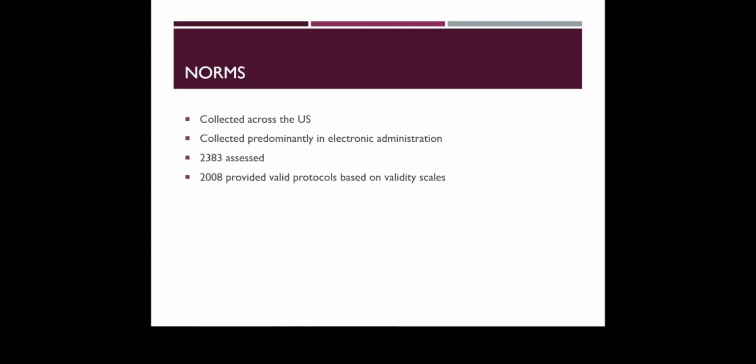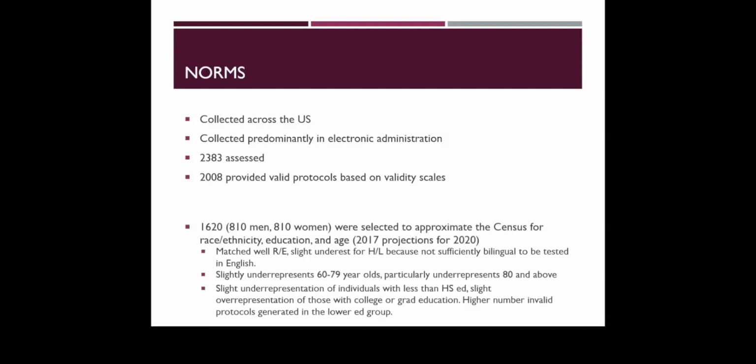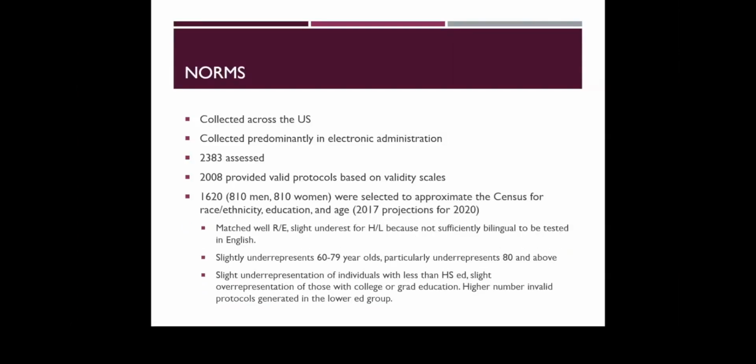So the final state of the norms themselves, again, collected across the US. Keep in mind, most of them were collected in an electronic administration, although they did offer paper and pencil to some of them. They ended up with about 2,000 people who provided valid protocols based on the validity scales, and they selected 1,620 of them to approximate the census data, again using those 2017 projections for 2020: race, ethnicity, education, and age.